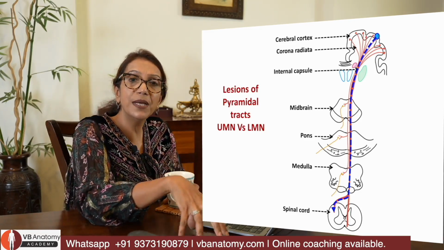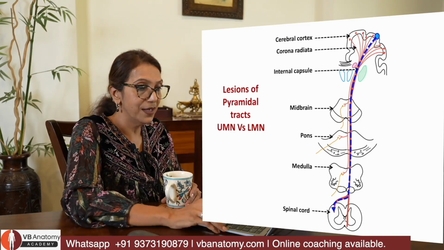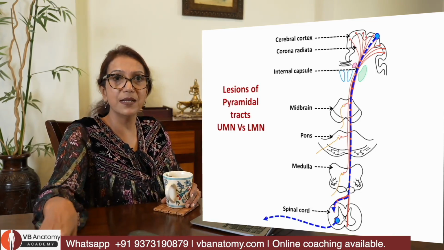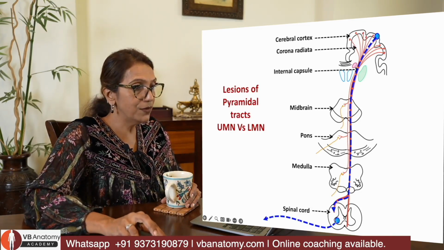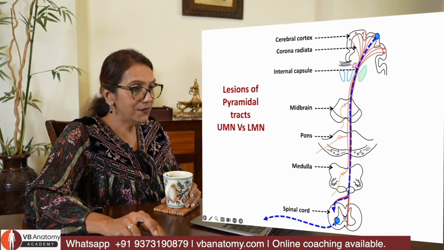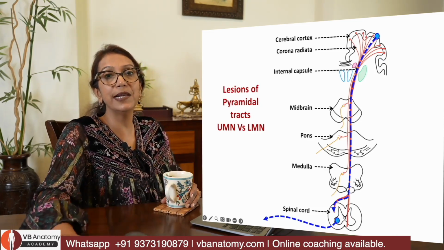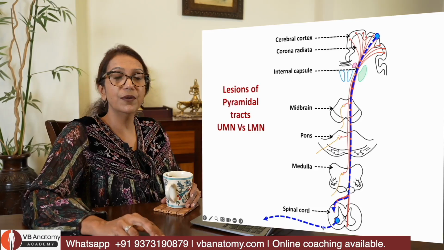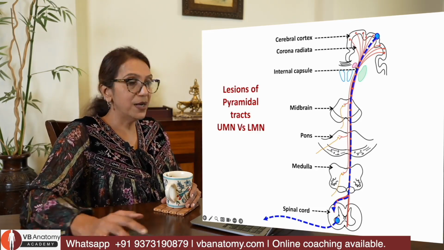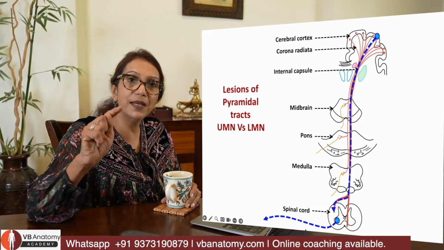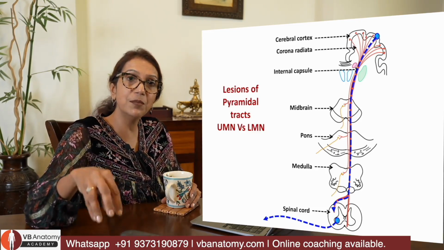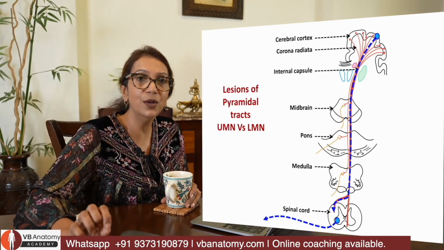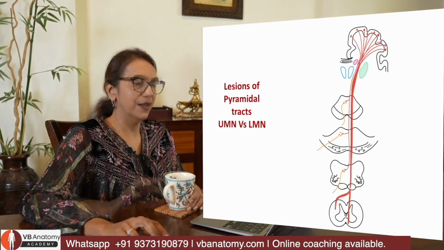It will still be an UMN lesion, upper motor neuron lesion. Whereas, starting from the anterior gray horn and going to the muscle is one neuron. This is the body of the neuron, this is the axon. If this is damaged anywhere, it's an LMN lesion, lower motor neuron lesion. This can be a cranial nerve, this can be a spinal nerve. But if the neuron which is directly supplying the muscle, the body of which is lying in brainstem or spinal cord, is damaged, then you call it an LMN lesion or a lower motor neuron lesion.